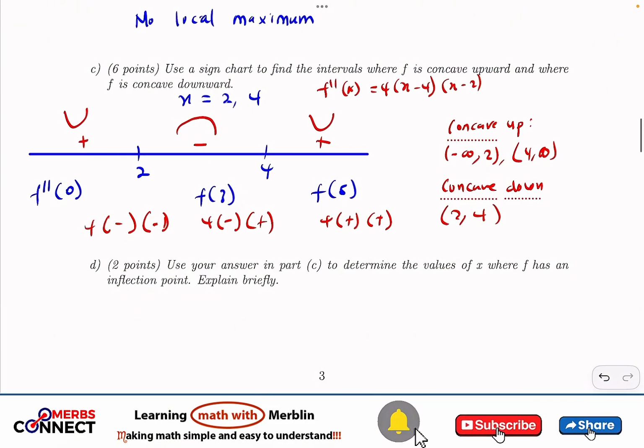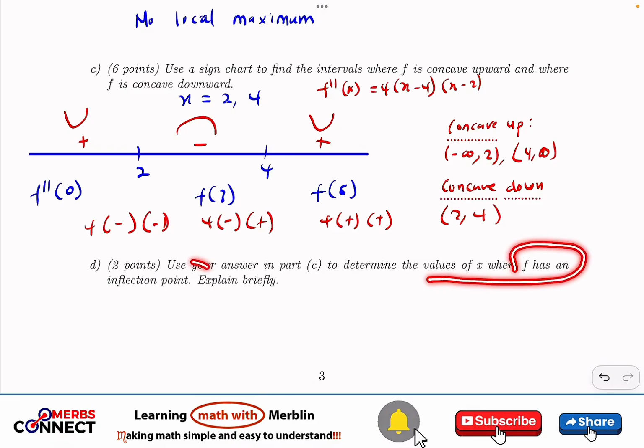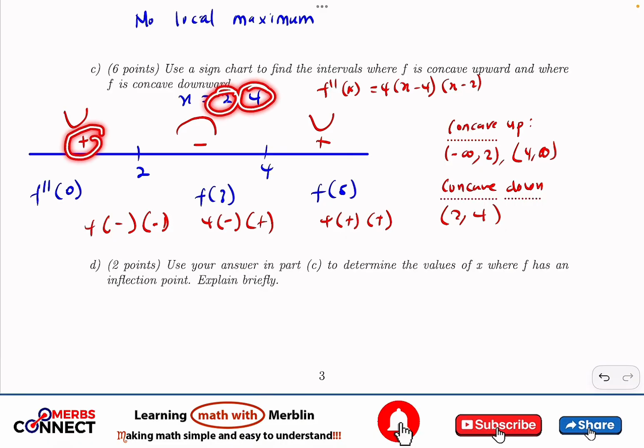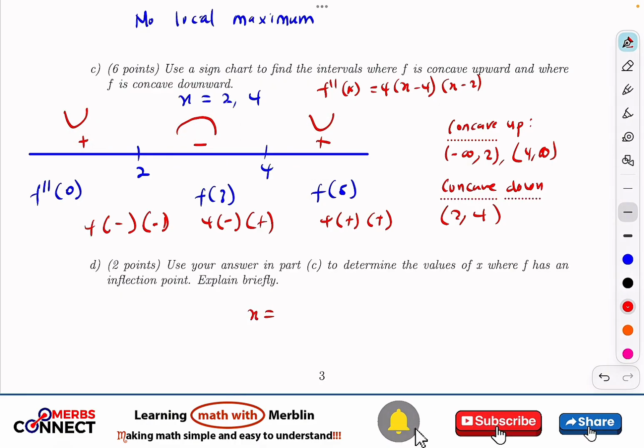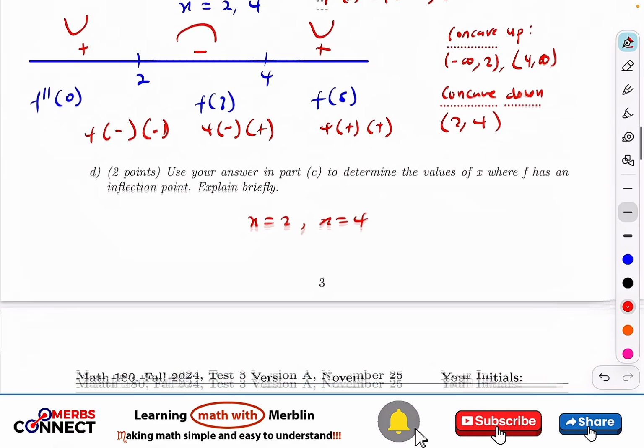Then the question is also saying that we should use what we did in C to determine the point of inflection. Now remember, point of inflection is when the sign is changing, right? So if the sign is not changing, then we cannot have point of inflection. So good for us, 2 and 4 is making the second derivative 0, and also the sign is changing from positive to negative and negative to positive. So the point of inflection here is x equal to 2 and x equal to 4, because the sign is changing. Good. So that will be our point of inflection here.